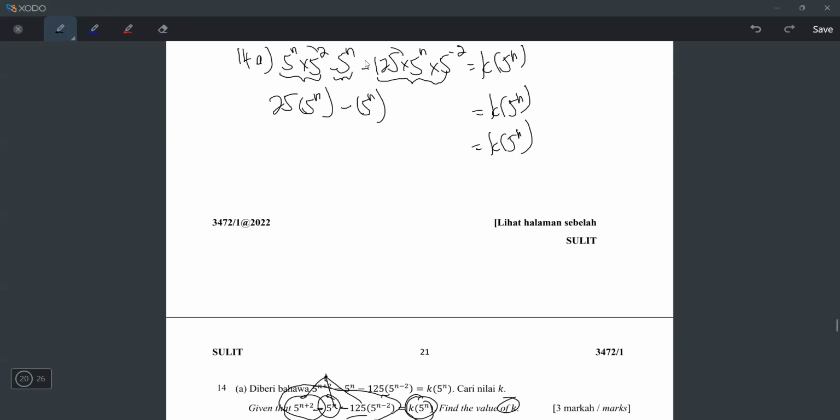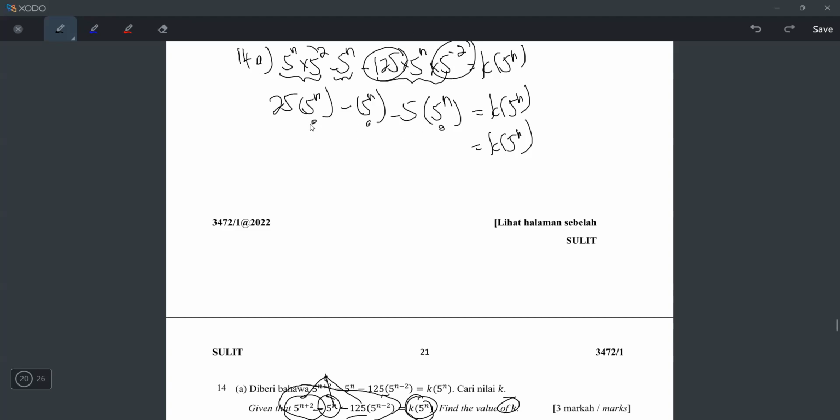125 times 5 power negative 2. I think this one and this one can do. Because 5 power negative 2 is 1 over 25. So if you tekan 125 divide 25 in your calculator, you can tekan, right? 125 divided 25 is 5, right? So you just left with 5 times 5 power n, but we all know 5 power n cannot do, so bungkus.